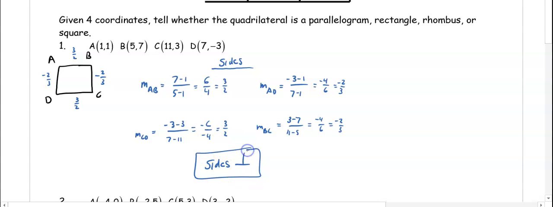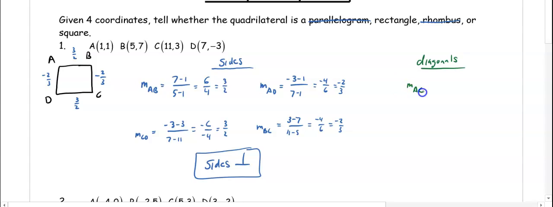Then we need to find the slopes of the diagonals to make our last property so we know what shape we have. Right now the sides are perpendicular, which means that we are either going to have a rectangle or a square. We've eliminated a parallelogram and a rhombus because those sides are not perpendicular. So now we're going to look at the diagonals.